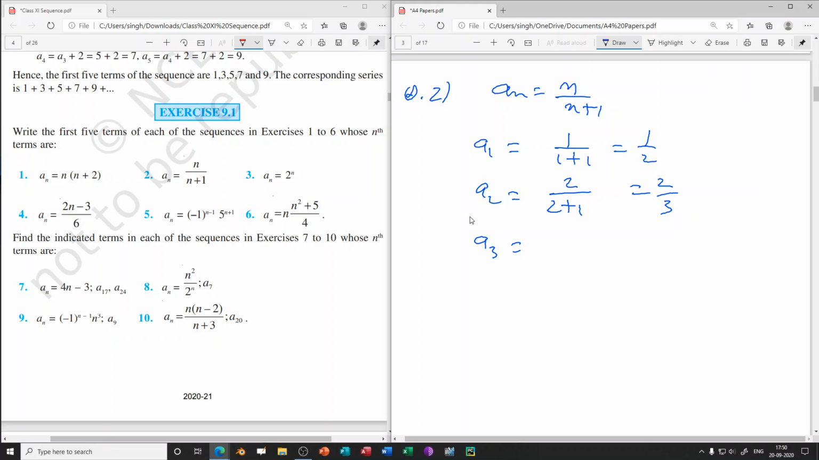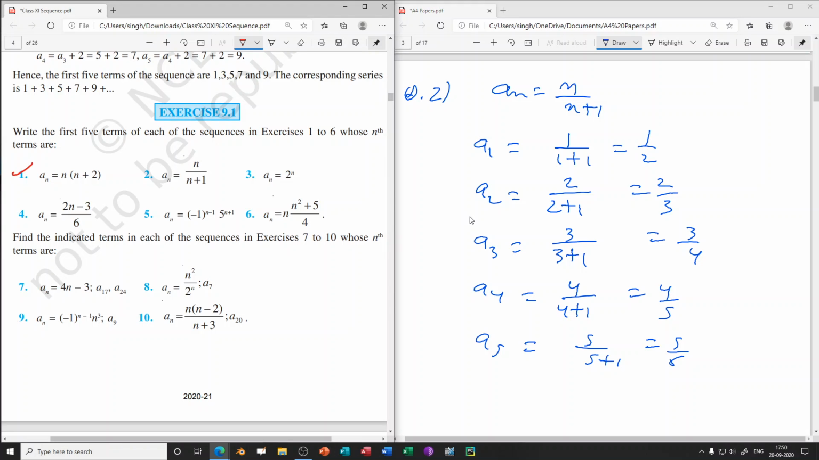A3 equal to, wherever n is there we will put 3. 3 over 3 plus 1 equal to 3 by 4. N equal to 4, we will get A4, that is 4 over 4 plus 1 equal to 4 by 5. Similarly, we will get A5. A5 means 5 over 5 plus 1, that is 5 by 6. So this is how we have done question number 1 and 2.